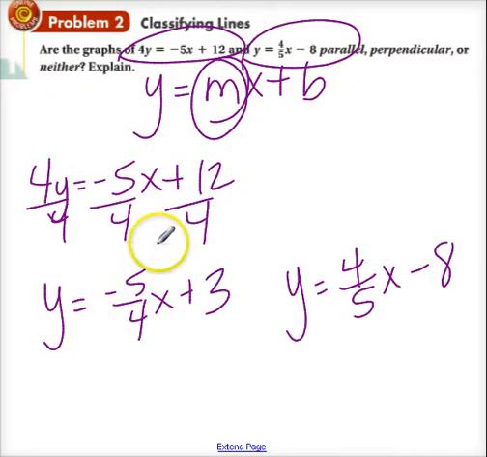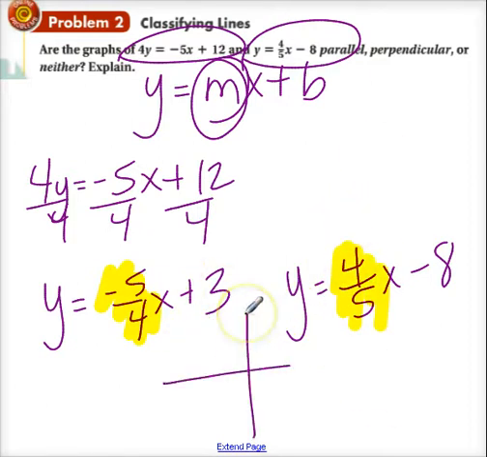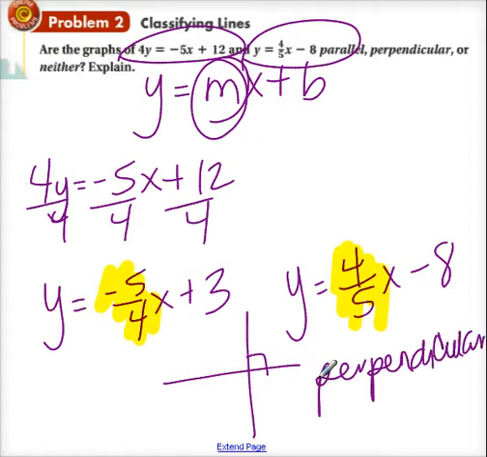All right, so let's see. Now I'm going to compare slopes. So I have negative 5 over 4, positive 4 over 5. These are opposite reciprocals. So these two lines would intersect at a 90-degree angle. Therefore, they are perpendicular. And that's how I answer that question. So you just need to solve for y and look at their slope.